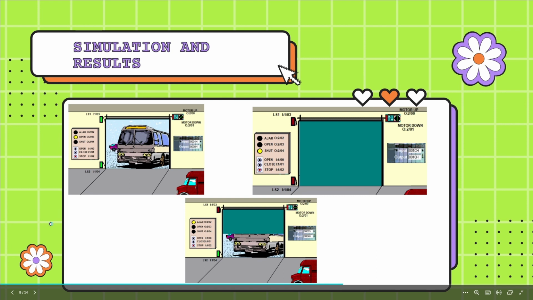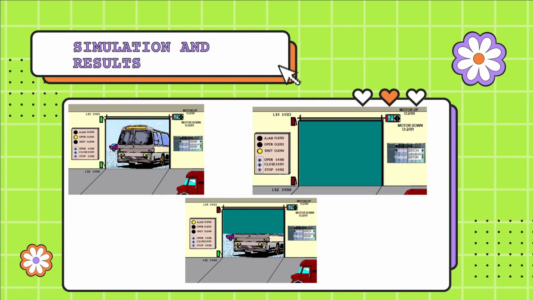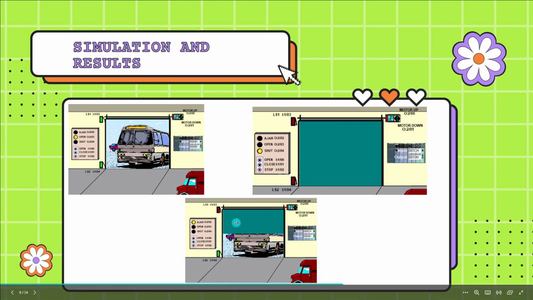And here we have the simulation and the results for our automatic door for industrial buildings. Here we have the picture when the door is open. Here we have the picture when the door is closed. And here we have the picture when the door is stopped.